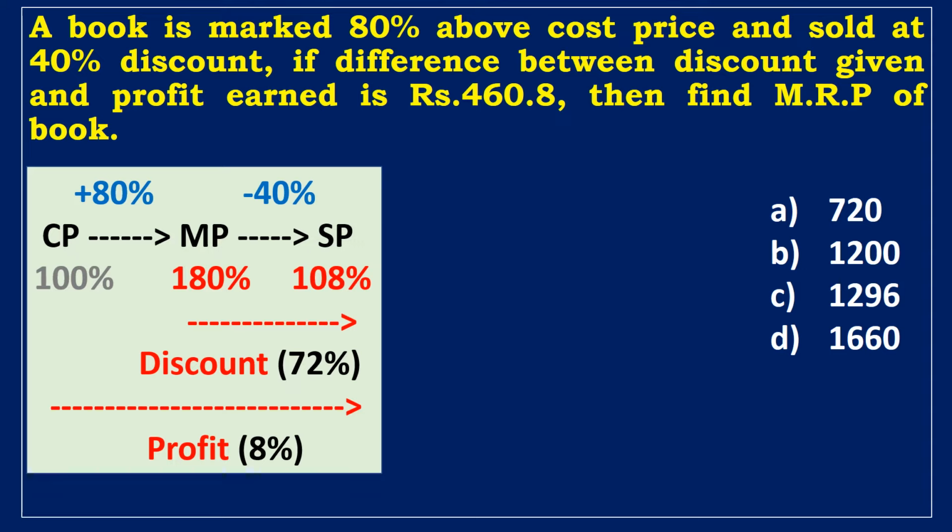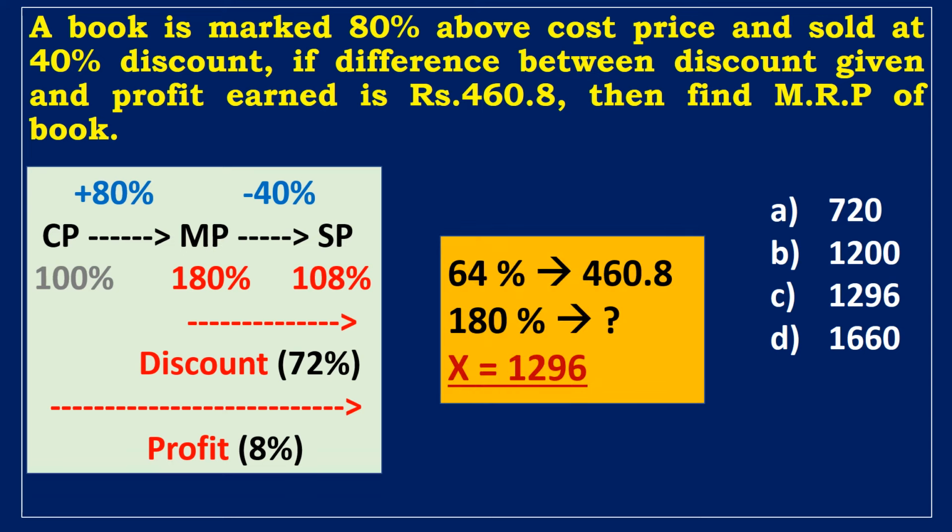Profit is defined as the difference between the selling price and the cost price, which is 108% minus 100% equals 8%. According to the question, the difference between the discount given and the profit earned is 72 minus 8%, or 460.8. Then we must determine the M.R.P of the book, which is 180%. Solving these two equations provides 1296 rupees, which is the M.R.P of the book.